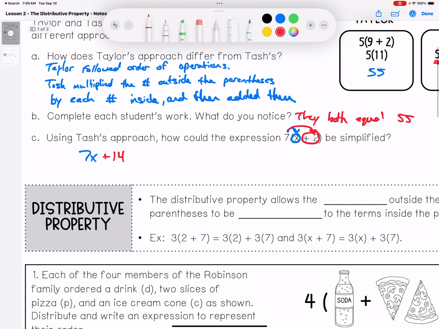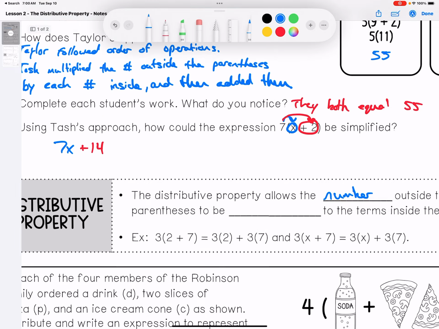All right, so let's go down here and start on vocab. Distributive property. The distributive property allows the number, let me get my pen ready, the number outside the parentheses to be distributed.